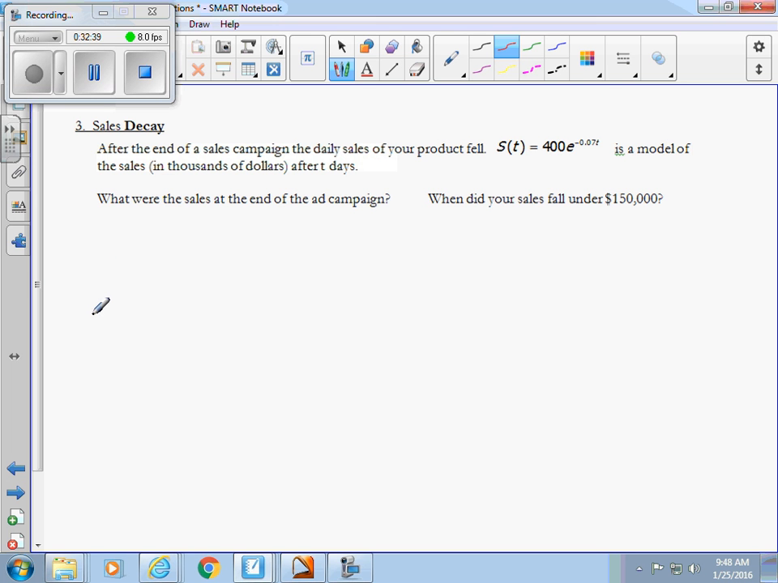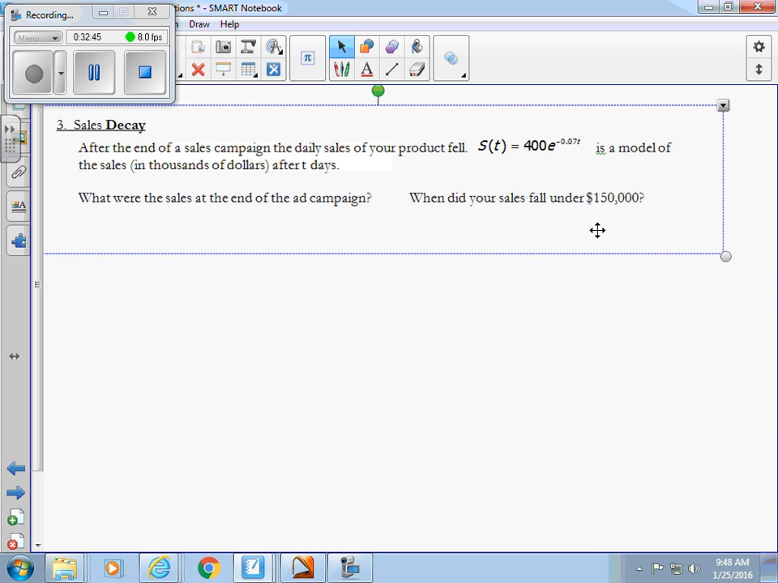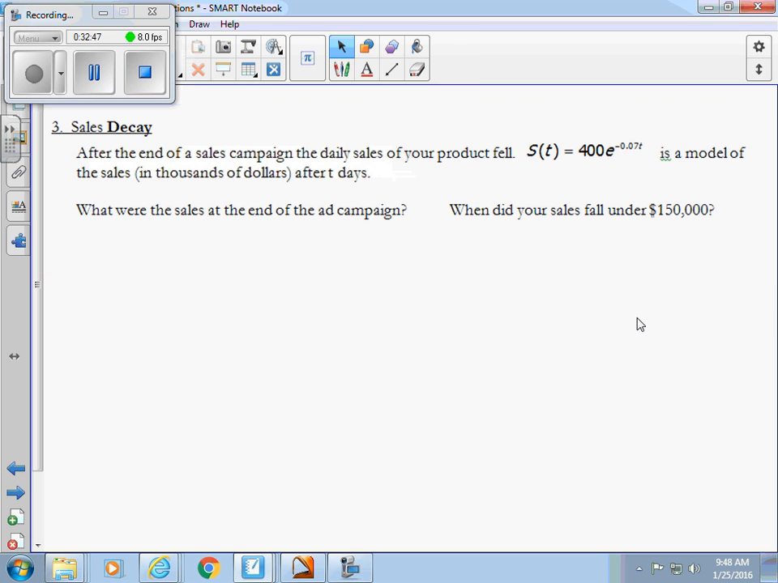Okay, let's look at this last one. At the end of a sales campaign, the daily sales of your product fell, and it gives you S of T, a model of the sales in thousands of dollars. I'm reading a word problem. I'm going to underline that. Why is that important to me? I need to know it's in thousands. If I get an answer of 100, it's actually 100,000. So I need to be aware of that.